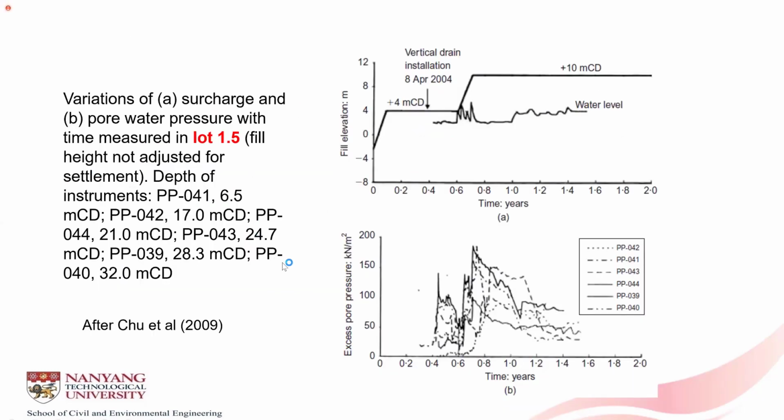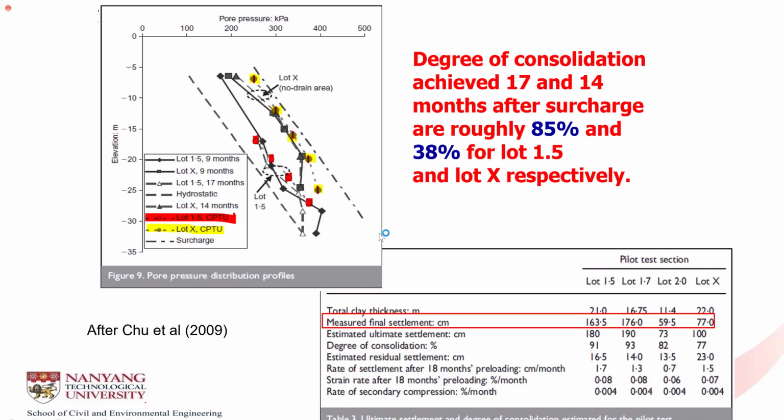as shown over here. Similarly, we can plot the pore pressure distribution versus depth. So for lot 1.5, which refers to the lot where the PVD spacing is 1.5 meters, we plot the points in red. We also plotted the pore pressure for comparison, for our lot without the PVD, lot X. Those are the pore pressures in yellow. So you can see the difference with the PVD.